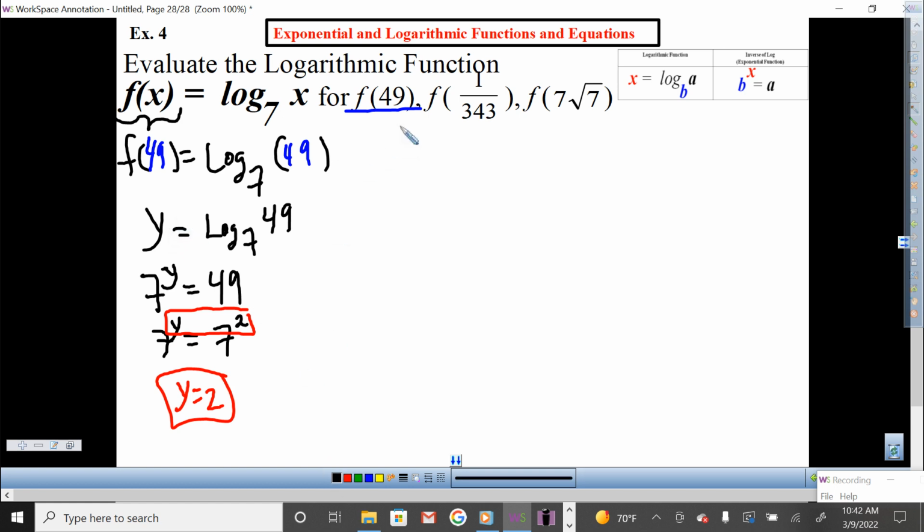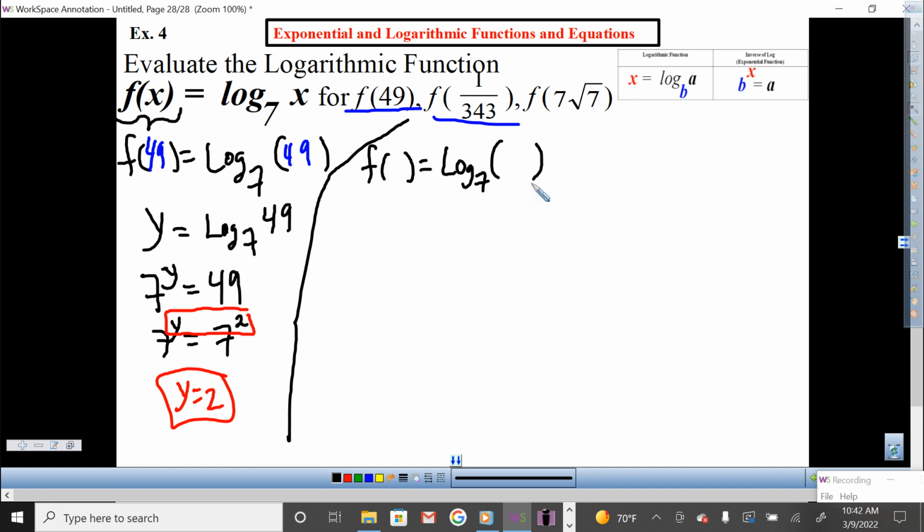All right. So I'm going to give you a head start. See if you can do this next one now. Now the value that we need to substitute is 1 over 343. I'll give you a head start. And I'll help you get started. F of 1 over 343 equals log base 7, parentheses.